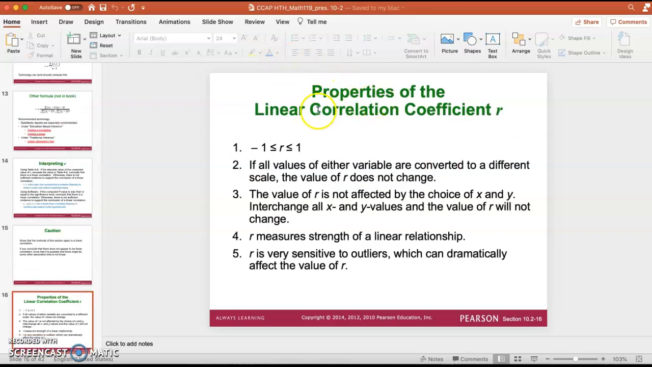Now, some properties of the linear correlation coefficient are that it'll always be between -1 and +1. And if all values of either variable are converted to a different scale, the value of r does not change. The value of r is not affected by the choice of x and y, and we can interchange all x and y values, and the value of r will not change. And again, r measures the strength of a linear relationship. It's kind of its main purpose. And r is very sensitive to outliers, so that's why if there are any outliers, we want to not include them in our calculations.